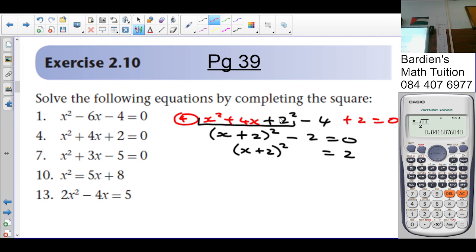Now we take the square root. If we introduce square root, what must I not forget? Plus minus. So x plus 2 is equal to plus minus the square root of 2. Now what do we do? Take the 2 over. So x is equal to negative 2 plus minus the square root of 2.